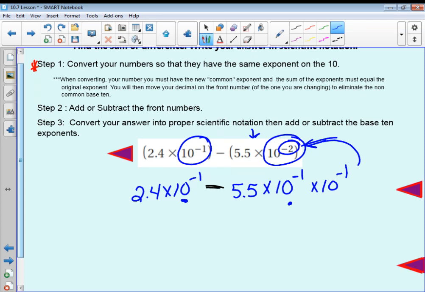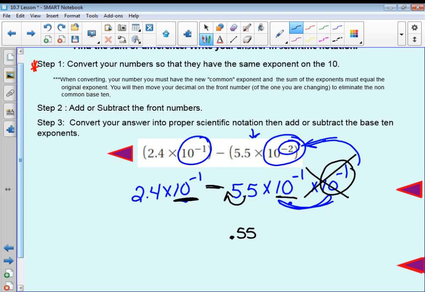Okay, so now I have to shift because I can't have 2 of these 10s. So I have to shift my decimal to change this. So I'm going to go in the negative direction 1 place to get rid of this. Negative direction 1 place. So this is now 0.55. Done with that. Now I have the same 10s with the same exponent. I'm going to go ahead and subtract. So 2.4 minus that 0.55. Bring my 0 up. Now I'll do my subtraction.